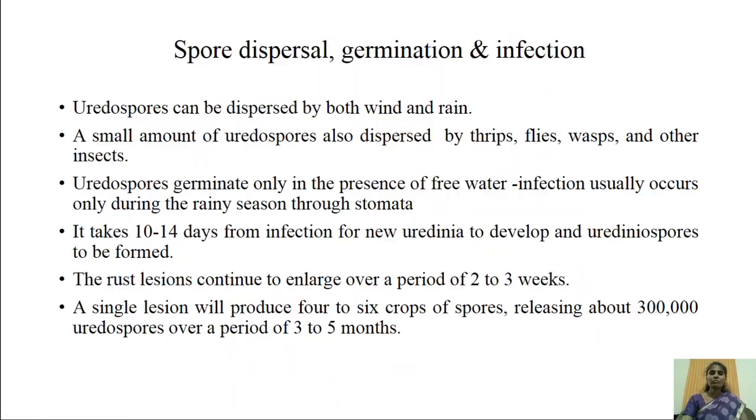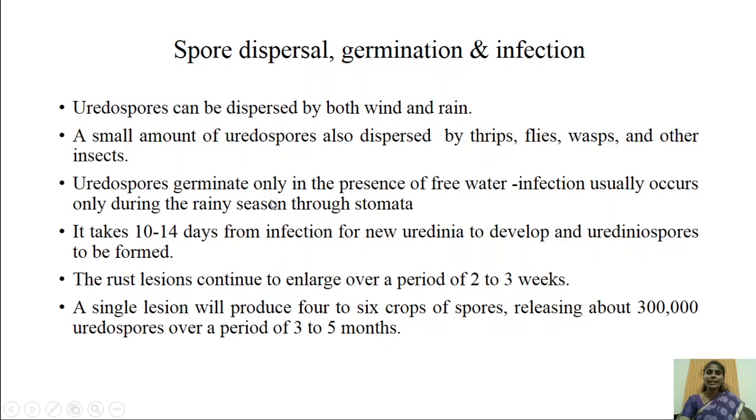Let us move on to spore dispersal, germination and infection of Hemileia vastatrix. Hemileia vastatrix fungus produces a spore called uredospores, which can be dispersed by both blowing wind and rain splashes. A small amount of uredospores is also carried by certain insects called vectors. Certain vectors act as carriers. They also disperse the spores, which includes thrips, flies, wasps, and other insects.